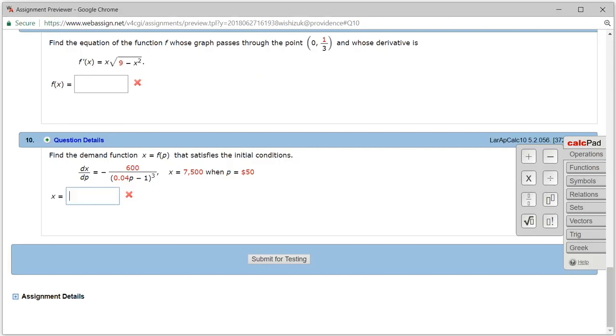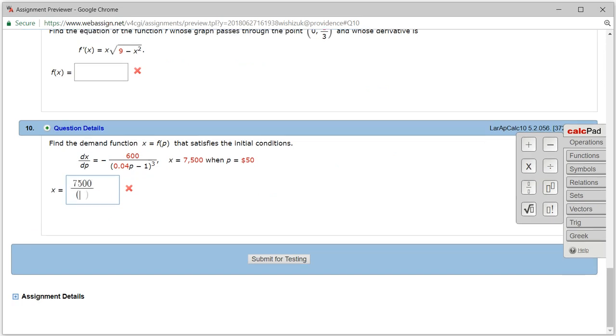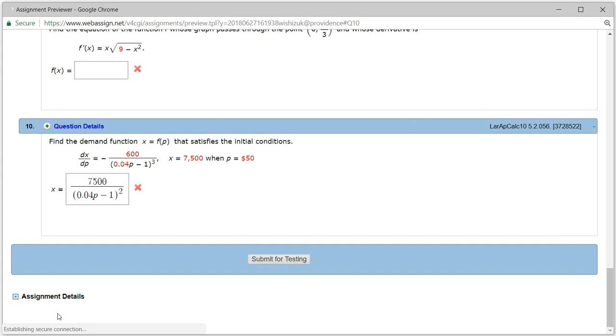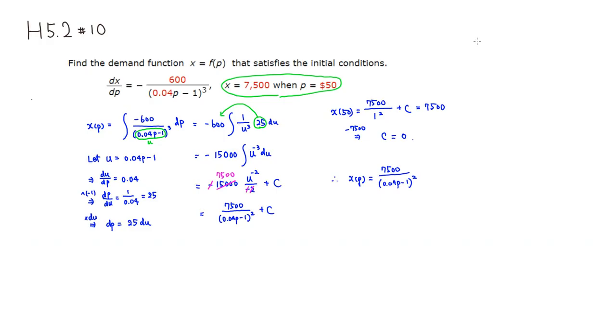Let's type it in. We have 7,500 over quantity 0.04p minus 1 squared. Let's check the answer. It came back and looks like we got this one correctly. That's it. I hope that this was clear.